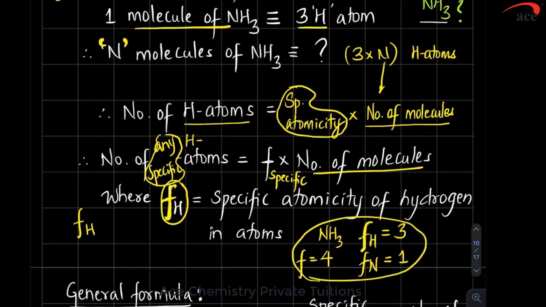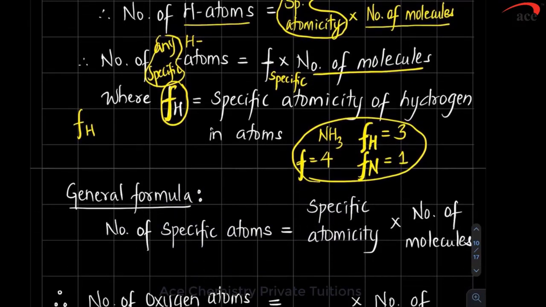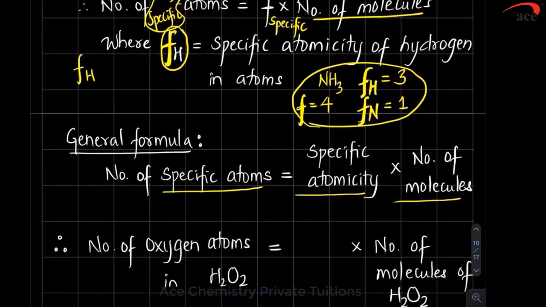So symbol F stands for atomicity, FH stands for specific atomicity of hydrogen, and FN stands for specific atomicity of nitrogen. If you write simply F, it is the atomicity of a molecule. So whenever you want to calculate any specific atoms, multiply the specific atomicity by the number of molecules.